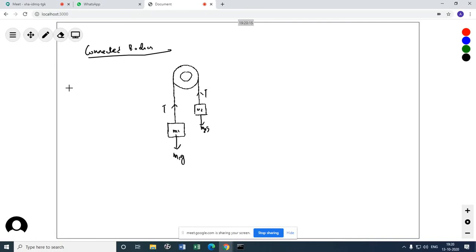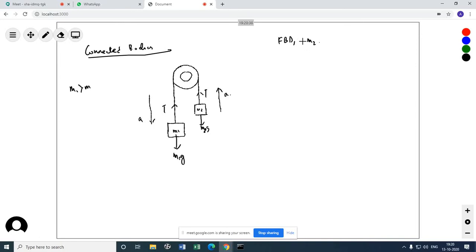Now let's say M1 is greater than M2. That means this side is greater. If this is greater, the whole system is coming down like this with an acceleration, and this one is going up with an acceleration. So what are you going to do for the free body diagram? FBD, free body diagram of M1. First let us go for M2.